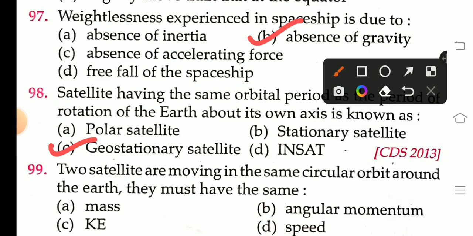Two satellites are moving in the same circular orbit around the earth. They must have the same speed.